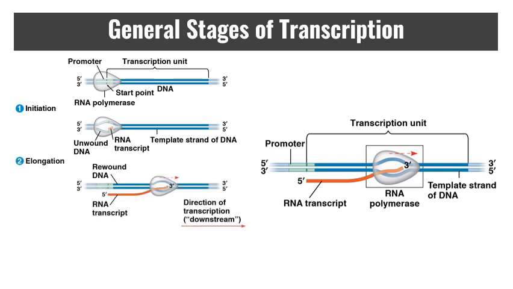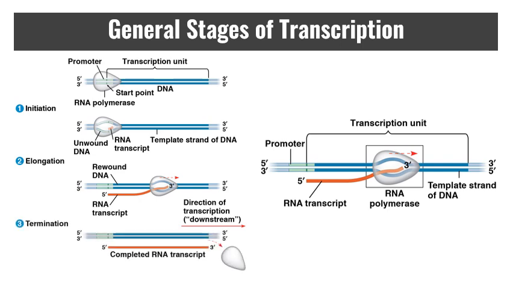In prokaryotes, that's pretty much it for the process. The RNA polymerase will bind and will produce and go. It gets a little more complicated in eukaryotes, as we'll see in just a moment.